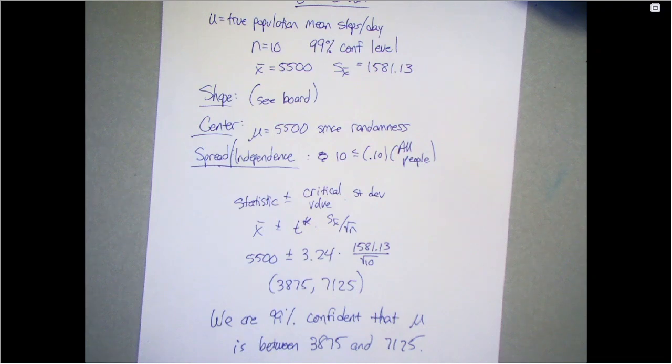Yep. I don't understand DF. This one. Degrees of freedom, and that is the sample size minus 1. Okay, so it's just that minus 1. Yeah. Every time.